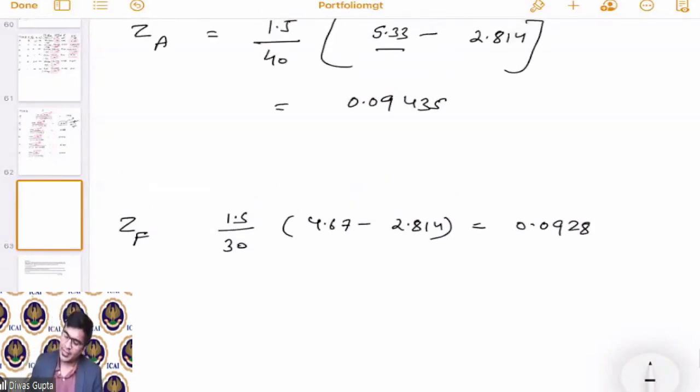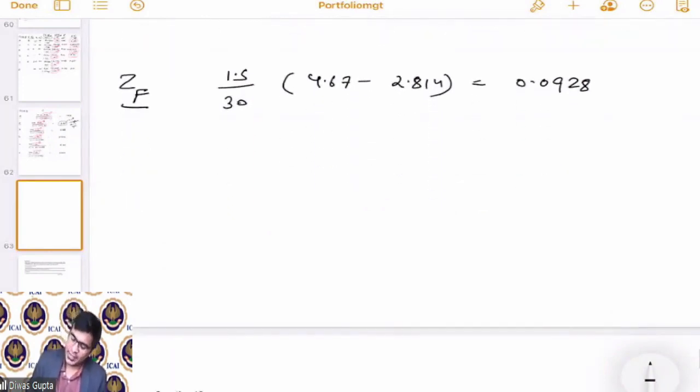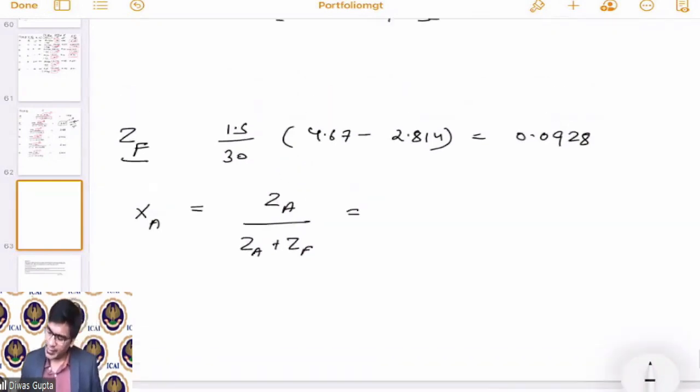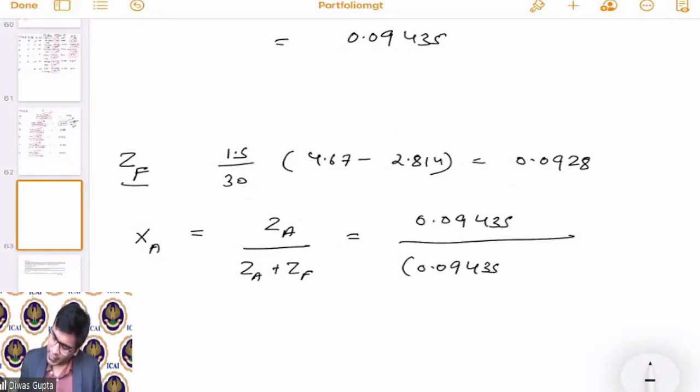Okay, so now we have calculated ZA and ZF, correct? With this, we will calculate the weights. So the weights, that means XA is equal to ZA divided by ZA plus ZF, where ZA is 0.09435, divided by 0.09435 plus 0.0928, which comes out to be 50.41%.